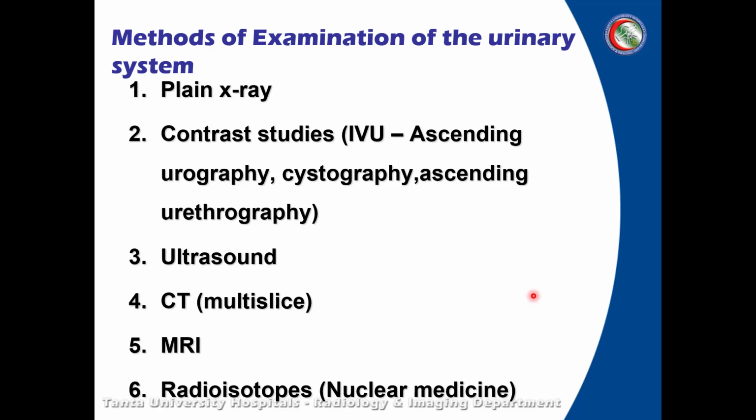Many methods are used for examination of the urinary system, starting from the most important for our level, plain X-ray and contrast studies such as IVU, ascending urography, cystography, and ascending retrography. Third one is ultrasound, CT or computed tomography, multi-slice, MRI or magnetic resonance imaging, and radioisotope scanning or nuclear medicine. The most important for our level is plain X-ray and contrast studies.